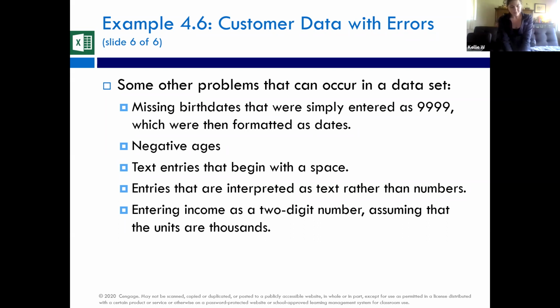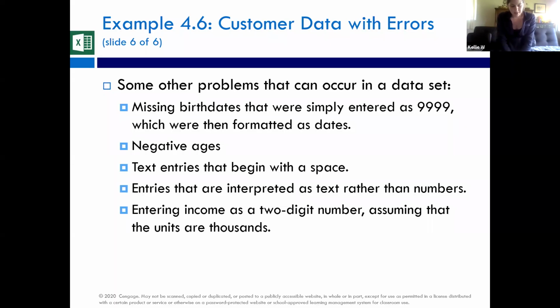To fix that, you could highlight the birth dates where it's wrong, select Replace from the Find and Select drop-down list, and then replace 202 with 192. If you read through the example, they'll explain exactly why you would do it that way, but that will replace the year in the dates with the correct year. So when you get birth dates, make sure the dates got entered correctly. Look for those 9999 issues and negative ages.